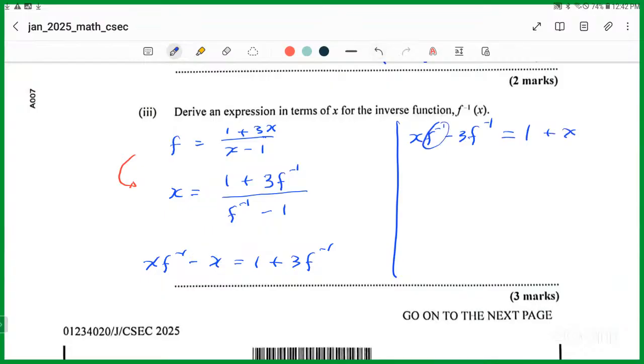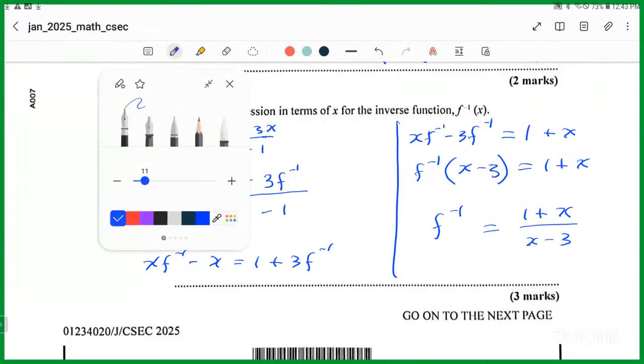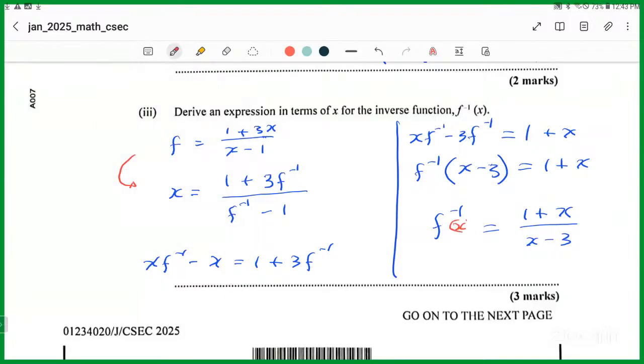I'm going to factorize the f to the minus 1 out of these two terms. So you're going to get f to the minus 1 into, out of this I'm getting x, out of this I'm getting negative 3, equals 1 plus x. We'll take this x minus 3 and divide it under here now. And so we're going to get f to the minus 1 equals, this as the numerator, 1 plus x over this denominator, x minus 3. And now that we're done, we can stick back in this of x right here. And this becomes our answer.